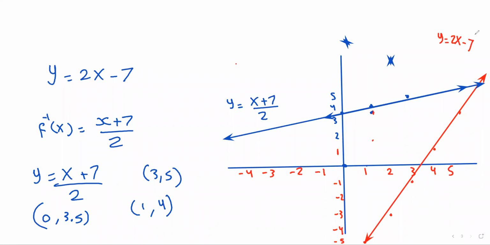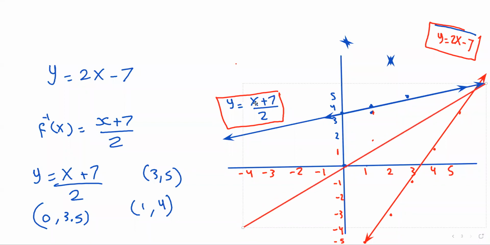This is y equals 2x minus 7, and the inverse function is y equals x plus 7 over 2. This line is the reflection of that line in the line y equals x. So that's y equals x here. That's the function f of x, and that's the inverse function f inverse of x. This line is the reflection of that line in y equals x.